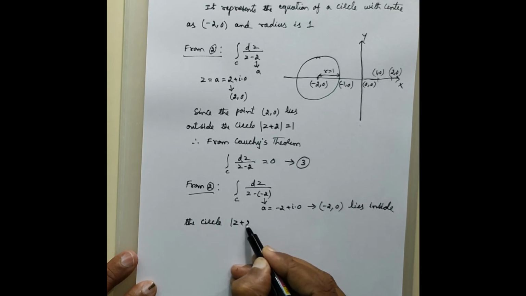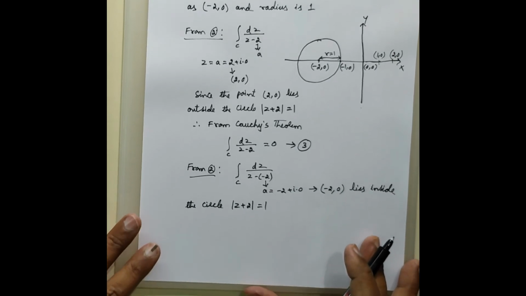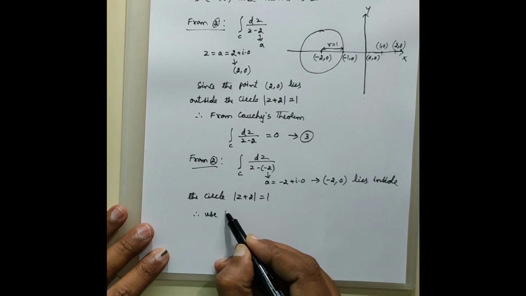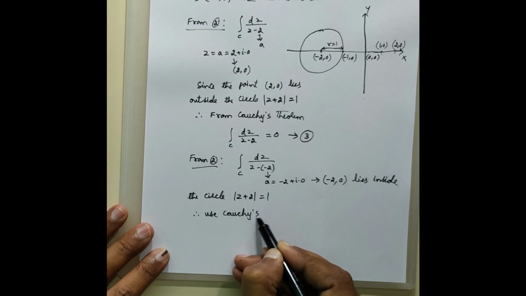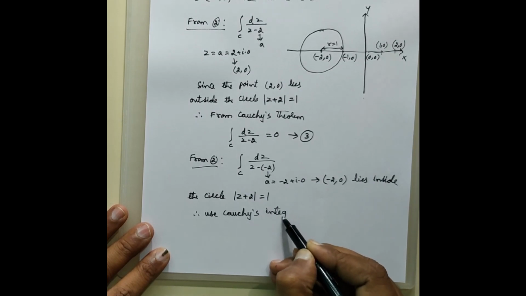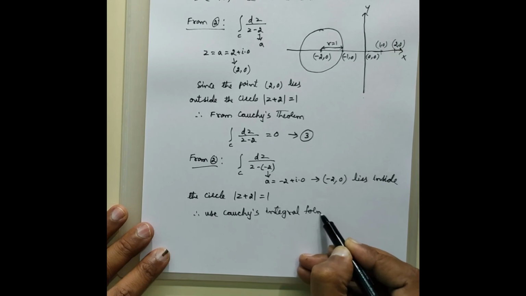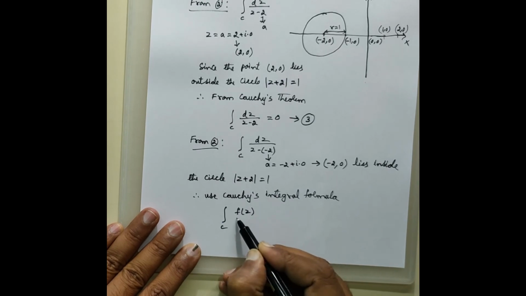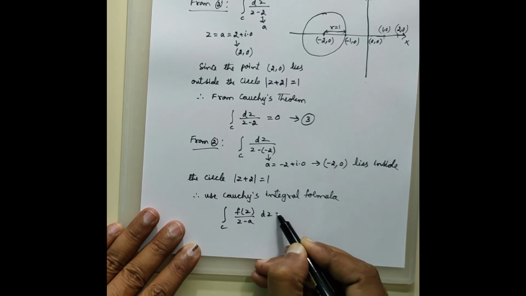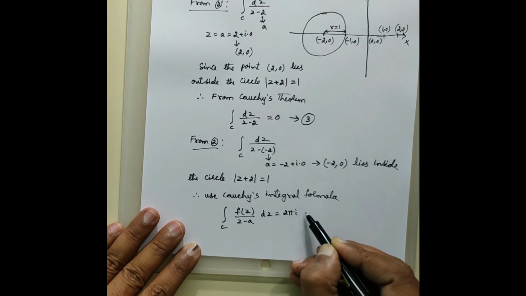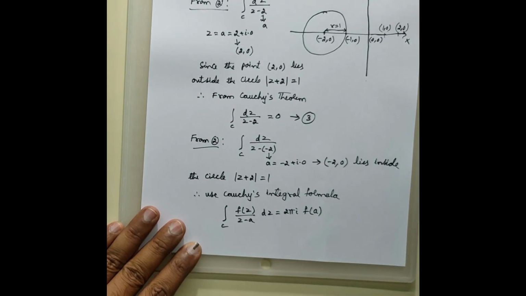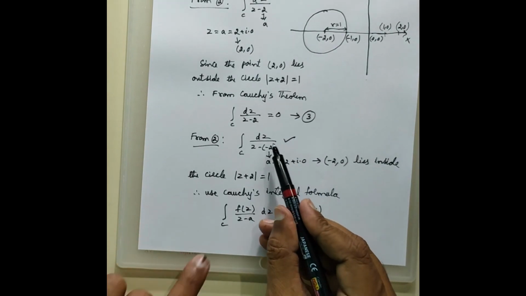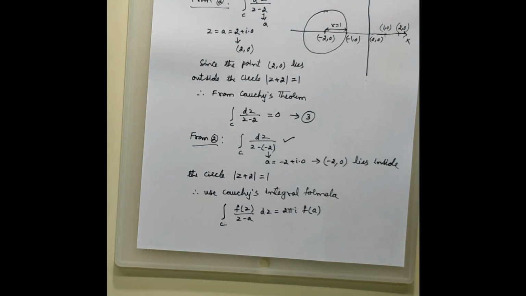Modulus of z plus 2 equal to 1. So therefore we will try to use Cauchy's integral formula. The integral over c of f of z by z minus a dz will be equal to 2 pi i into f of a. So that is the Cauchy's integral formula. So we have to evaluate that particular integral using the Cauchy's integral formula.